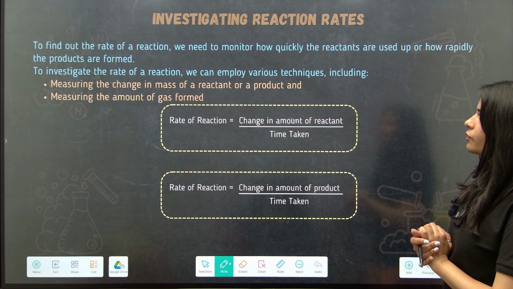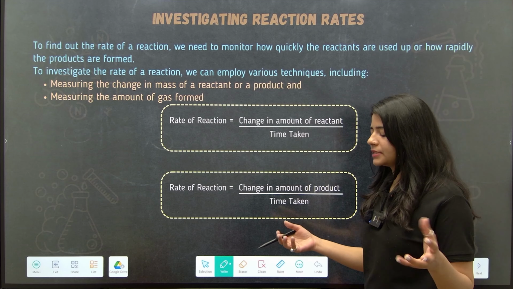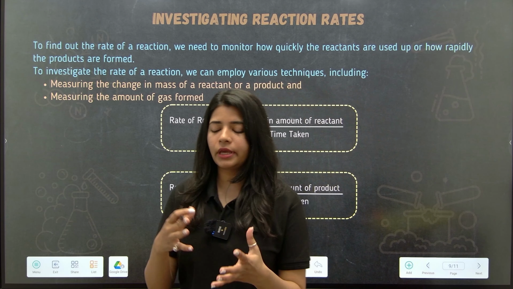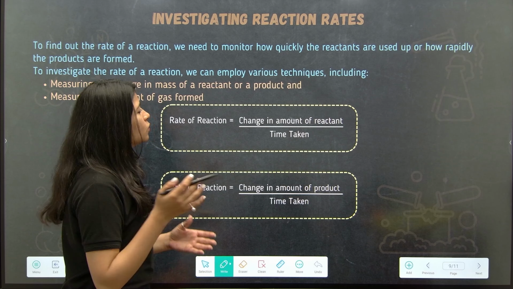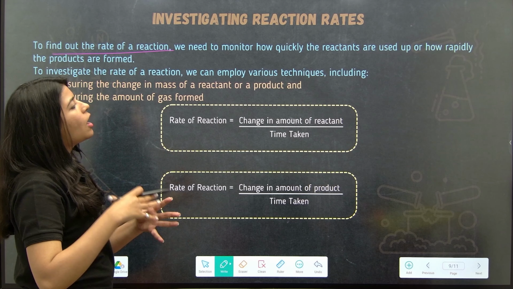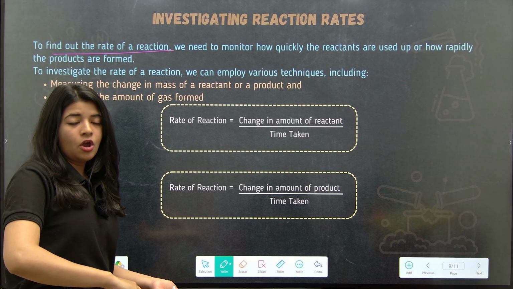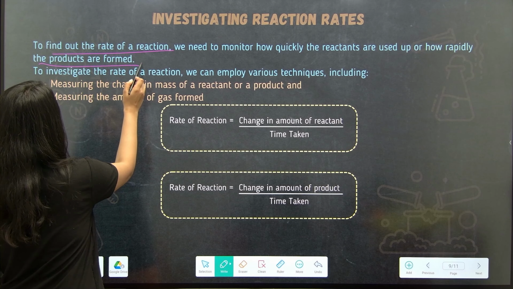Now let's move on to understand what is investigating reaction rate. So basically, any reaction is taking place, and you have to check what is the rate of reaction. So let's first understand. To find out the rate of reaction, we need to monitor how quickly the reactants are consumed or how quickly the products are formed. Okay, this is what rate of reaction means, right?